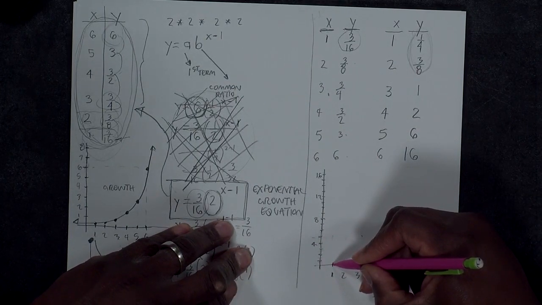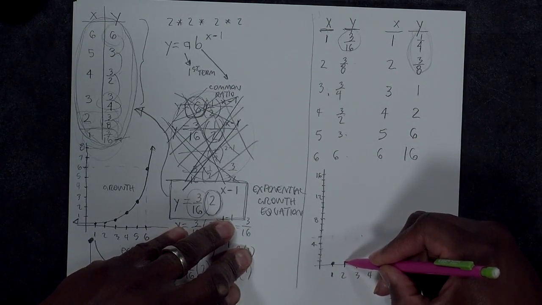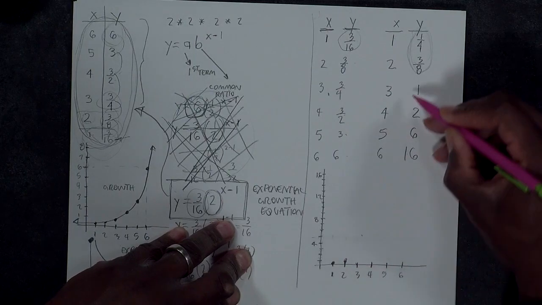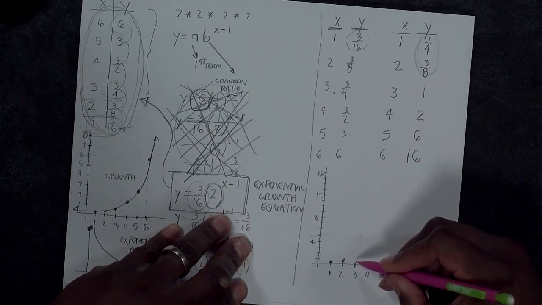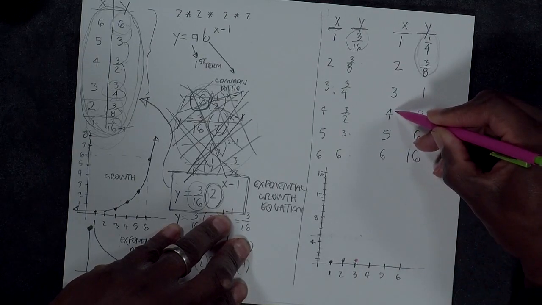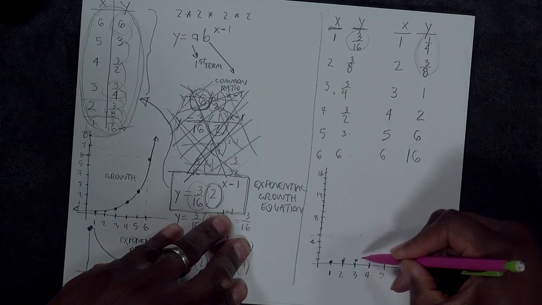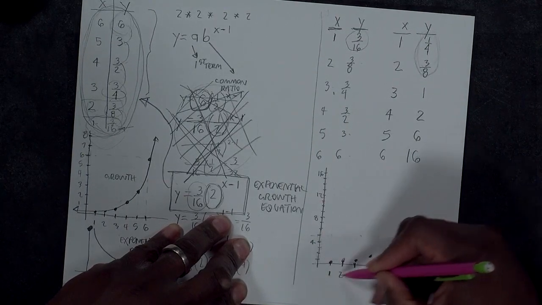We got 1, 1/4, that's a very small number. 2, 3/8, that's a little bit higher. 3, 1. 4, 2. That almost looks like a linear situation up in here.